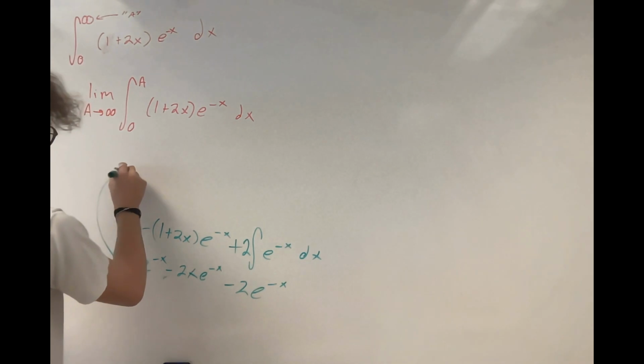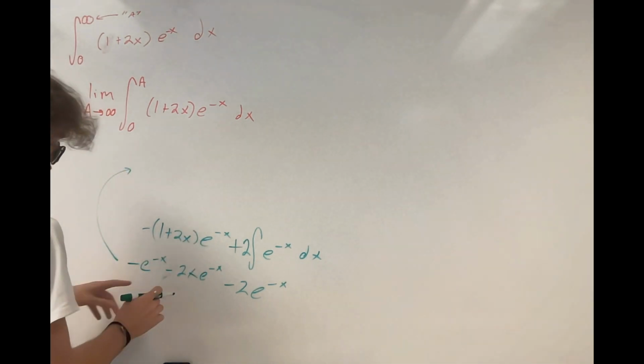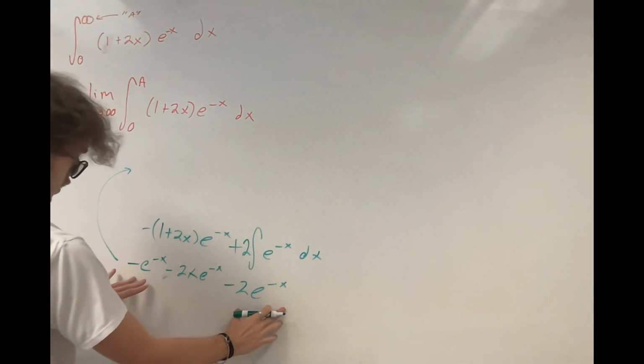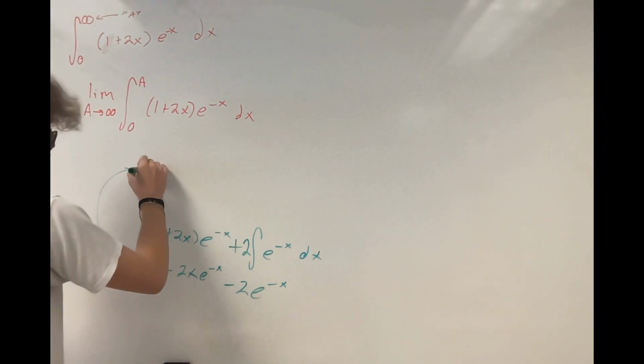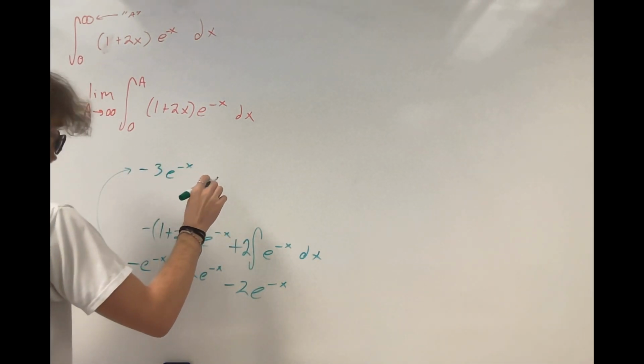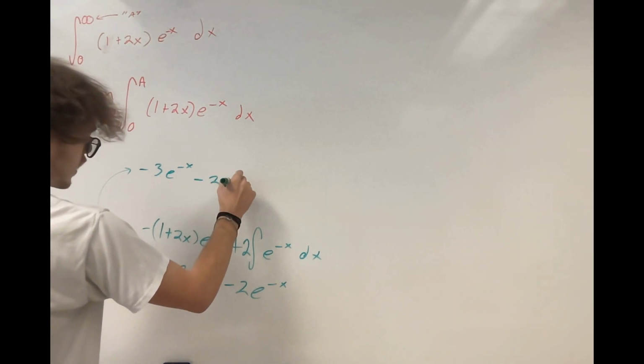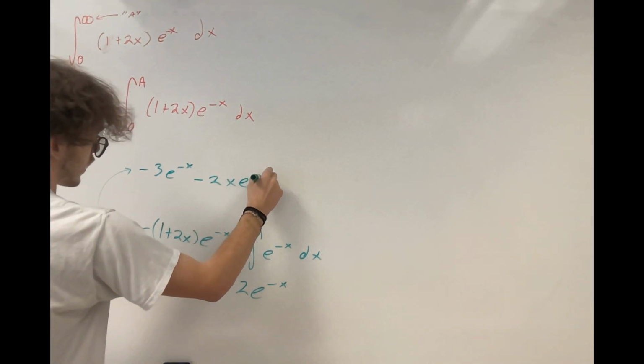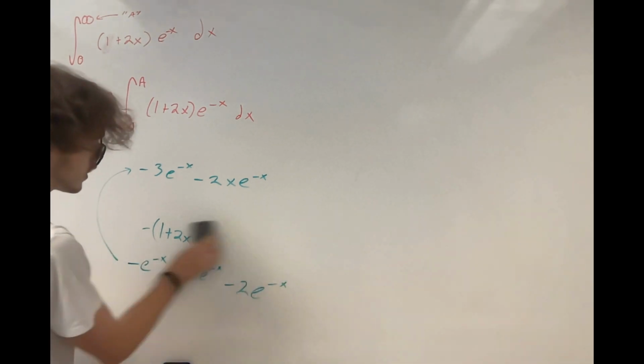So this is going to be, and you can see the like terms here, e to the negative x. So this is going to be negative 3 e to the negative x minus 2x e to the negative x. So I'll go ahead and erase my work here.